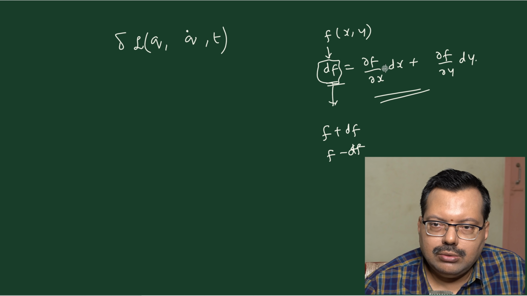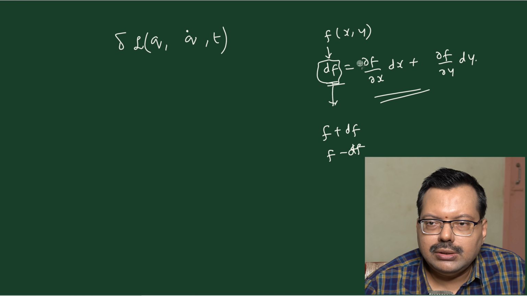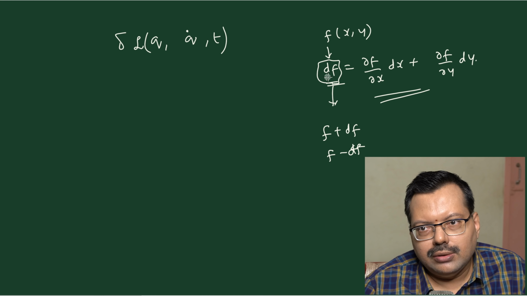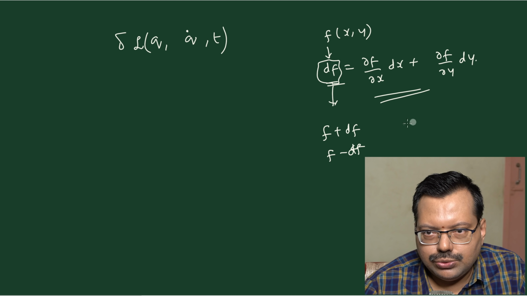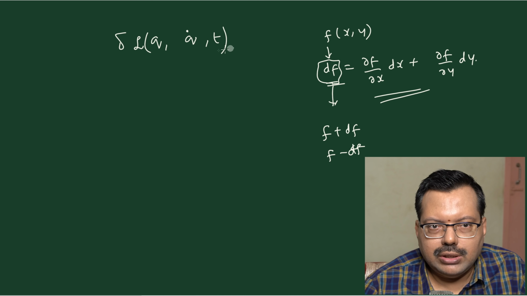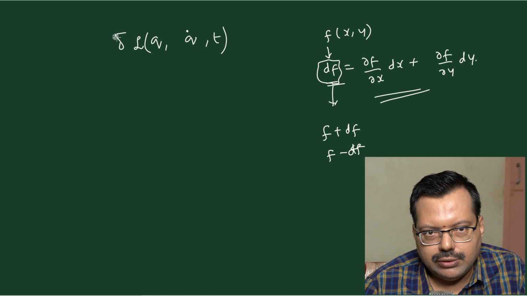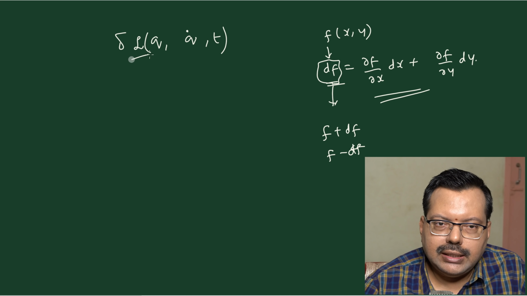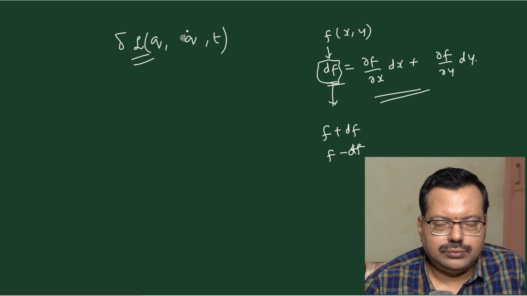So the variation is what is given by this quantity, and that can be calculated. If you have a function of two variables, then this is how you do it. Function of three variables, you add one more term. Function of four variables, you add another term. But the whole idea is that you can always do this kind of calculation. That is the meaning of this delta L. That calculation we will do in the next class.